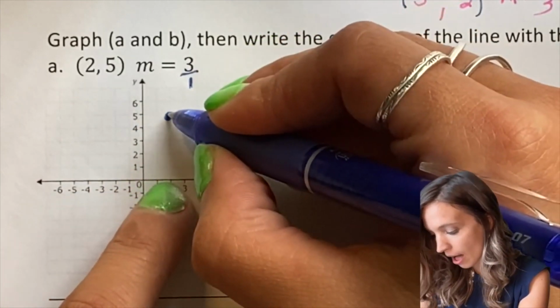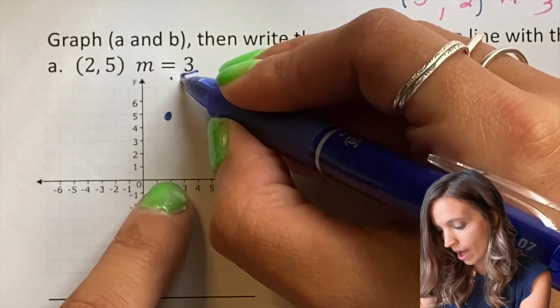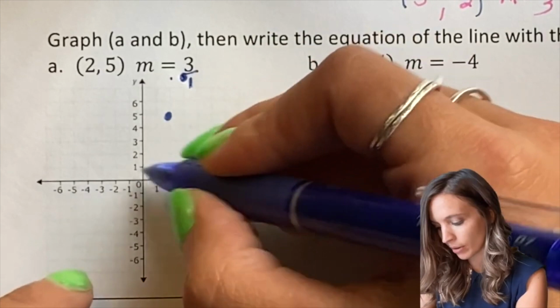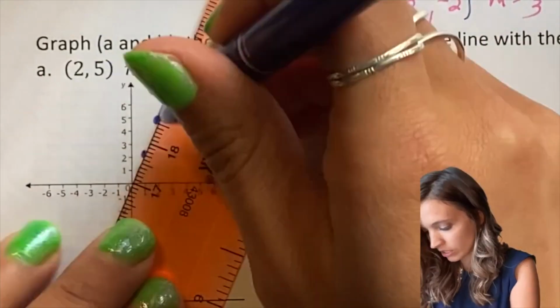So I'm going to rise up 1, 2, 3 because it's positive, and run over 1. Okay, I'm totally out of room here, so I'm going to plot a third point just to be safe, but I'm going to go the backwards direction. So down 1, 2, 3, and over the other way 1.